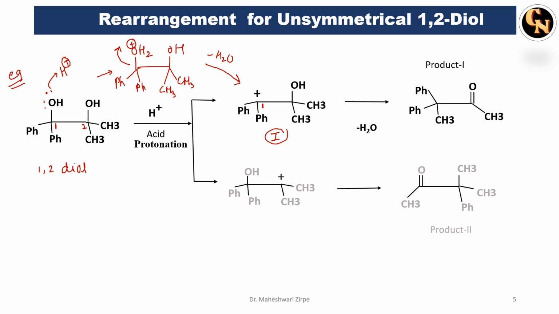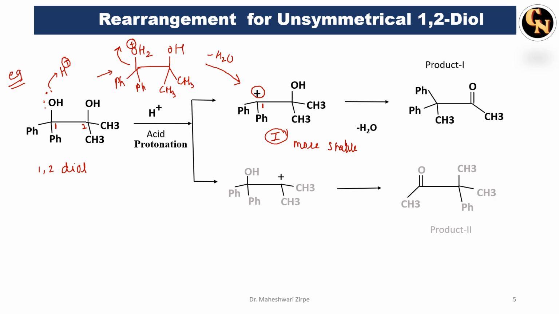Correct? Now, as we have seen, the carbocation should get stabilized and be more stable. You can see there are two phenyl groups, and that is the reason why they are going to stabilize the carbocation. So this structure 1 is the more stable carbocation. Understood?